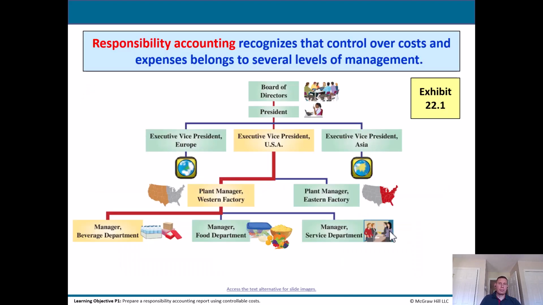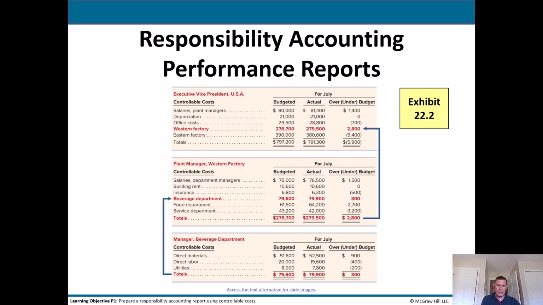Responsibility accounting recognizes that control over costs and expenses belongs to several levels of management. You can see the hierarchy of a company here. Working your way down: board of directors, president, EVP for Europe, EVP for US, EVP for Asia. If we look at the US one, the EVP has the plant managers for the Western and the Eastern factories reporting to him or her. And then again, you work your way down: there's a manager for the beverage department, for the food department, and for the service department. So you have these hierarchies working their way down.